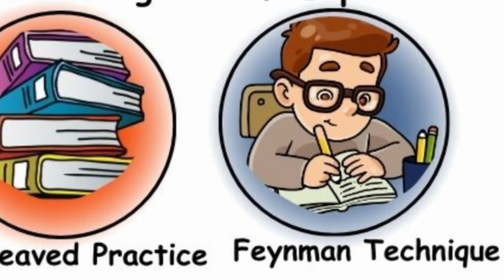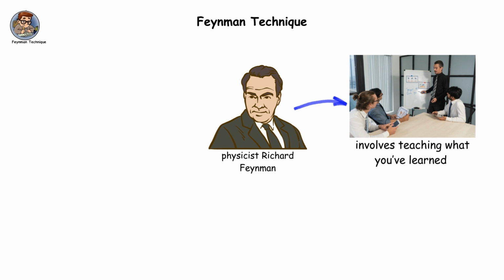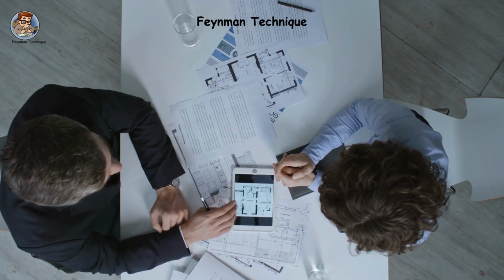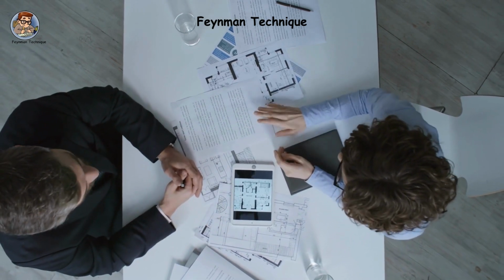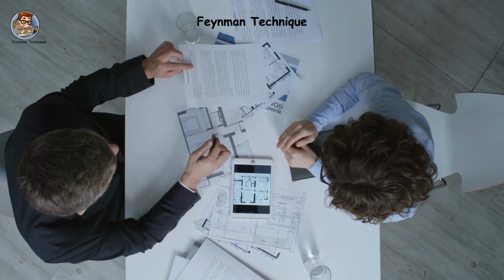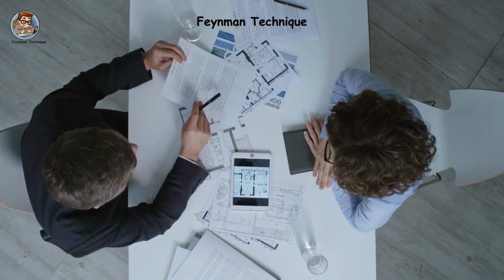Feynman Technique, named after physicist Richard Feynman. This technique involves teaching what you've learned to someone else or even to yourself. If you can explain it in simple terms, you understand it well. For example, explain a concept as if you're teaching a younger sibling. If you struggle, identify the gaps and review those areas. It's a powerful way to ensure you've truly grasped the material.